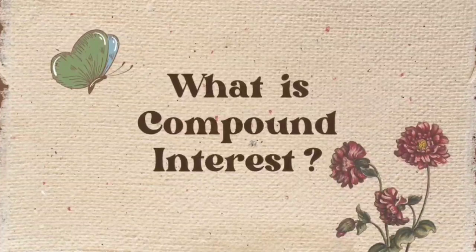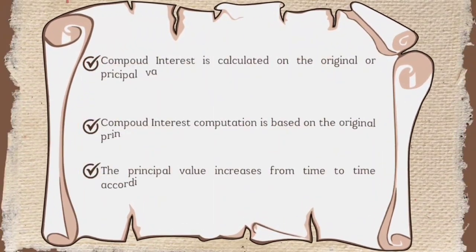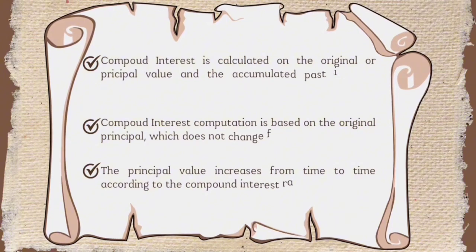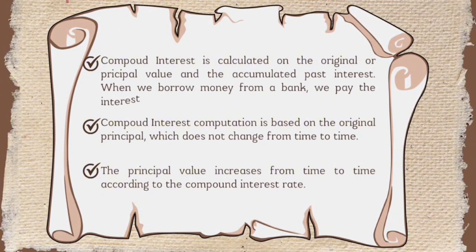Compound interest is calculated on the original or principal value and the accumulated past interest. When we borrow money from a bank, we pay the interest. Compound interest computation is based on the original principal, which does not change from time to time. The principal value increases from time to time according to the compound interest rate.